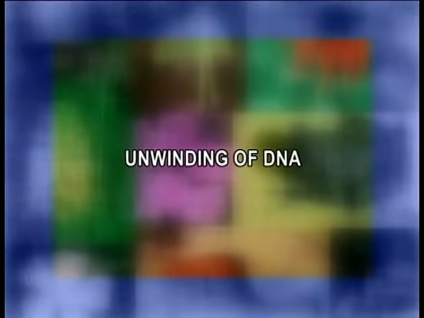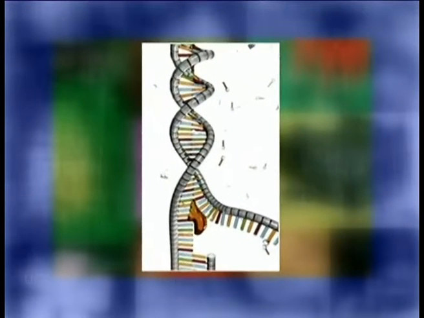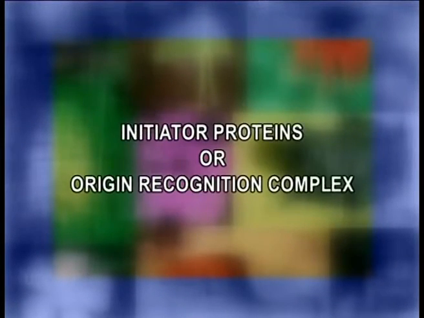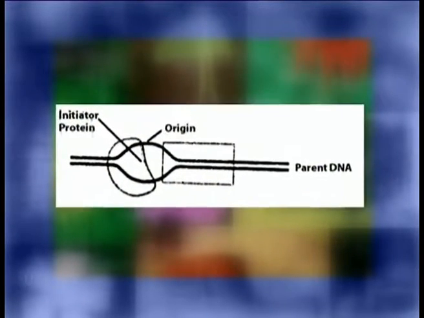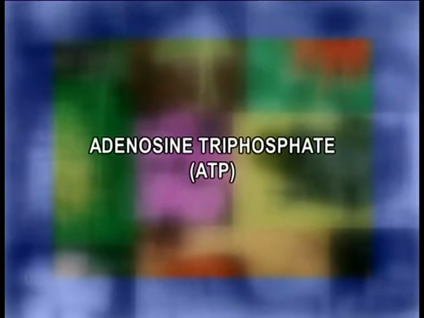Unwinding of DNA. The DNA must unwind to expose the single strands in order to proceed with the replication. The initiator proteins, also called the origin recognition complex, bind to the double-stranded DNA at the origin of replication, which are usually adenine and thymine-rich portions. Initiator proteins slightly unwind the DNA using energy from adenosine triphosphate, or ATP.